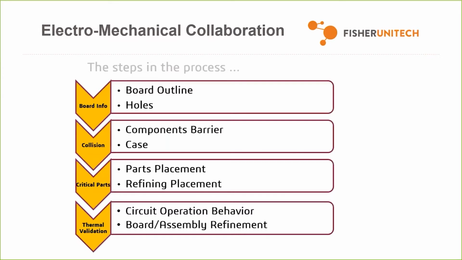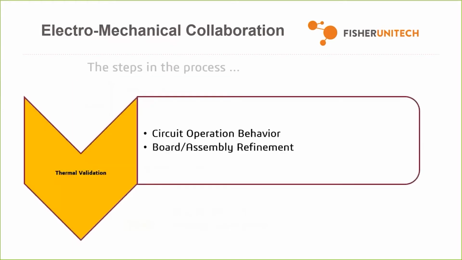So if the mechanical designer is responsible for these things, rather than him creating a secondary document and having to then relay that over to the PCB designer to recreate that work, why not allow him to natively influence that information? And of course, today we're going to assume that we've got that board outline, we've got that collision information, our parts placed and routed, and we're going to focus in on thermal validation. So essentially, is our circuit going to behave due to temperature the way that we want it to? Do we need to refine any of the assembly or the board?